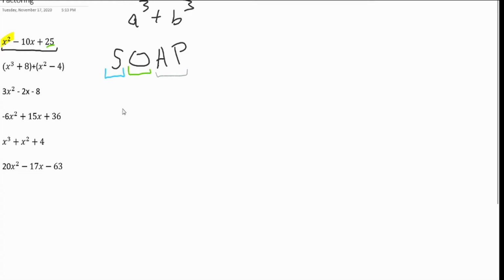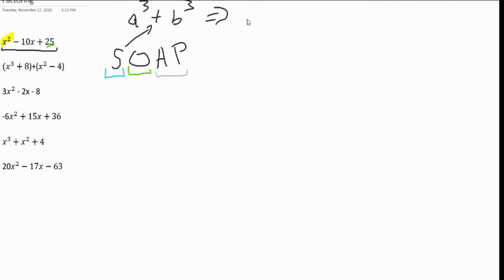So the S stands for the same sign, so it's the same sign as this, a positive. And the O stands for the opposite sign of this. So if it's plus, then O means negative. Finally, AP means always positive. So regardless of whether it's a sum or difference of cubes, it's always positive.